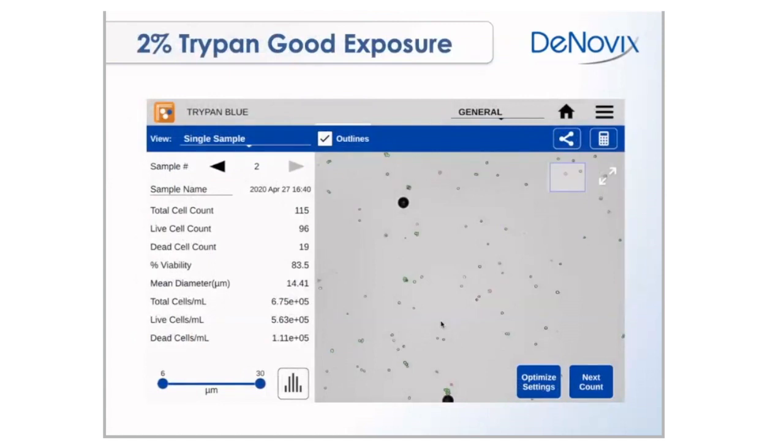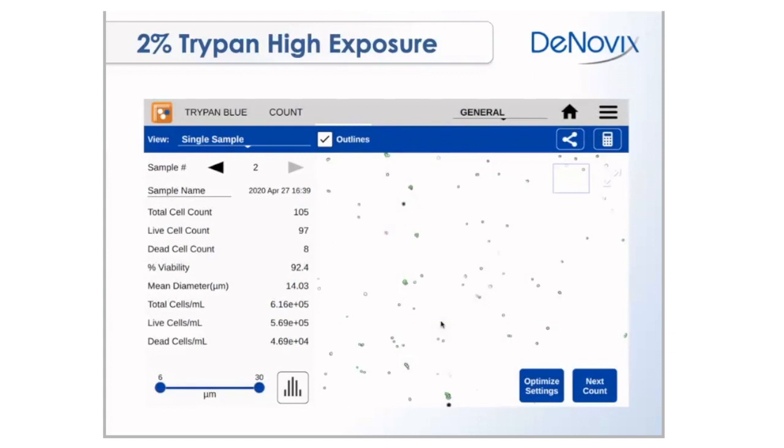Exposure is also very important for trypan blue. Here you have a correct exposure, so you have a nice gray background, you have bright white cell centers, and sharp dark outlines around the live cells. And here you got a viability of about 85% and live cells per mil of about 600,000.